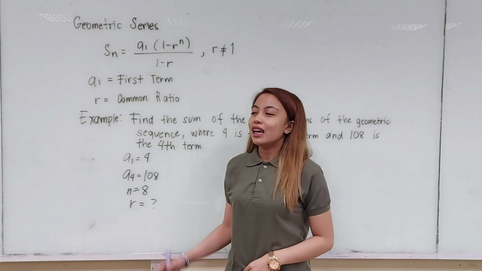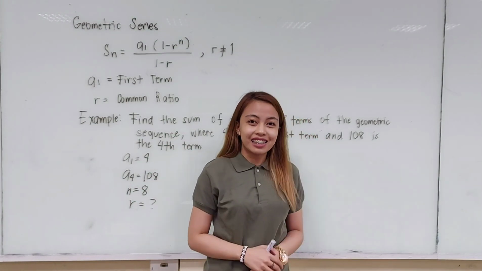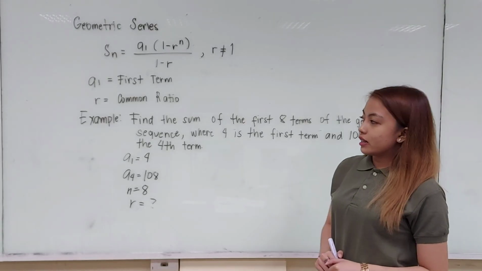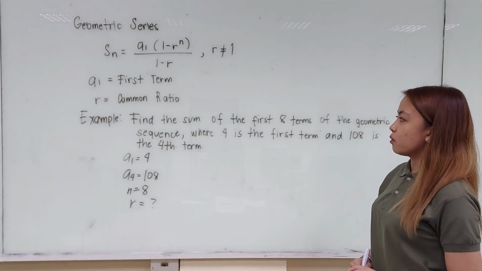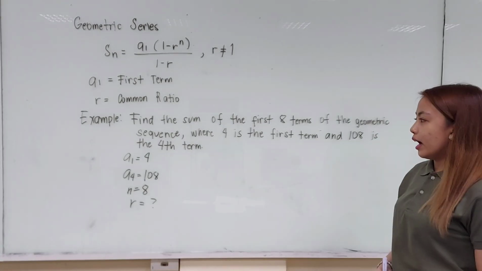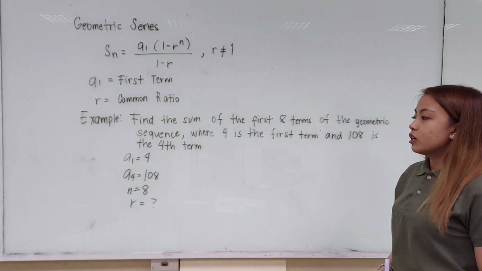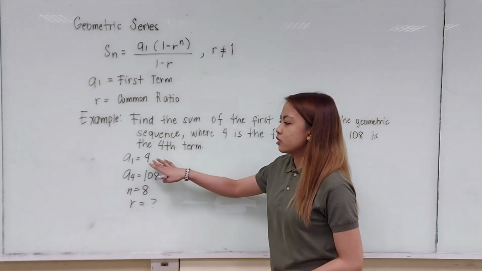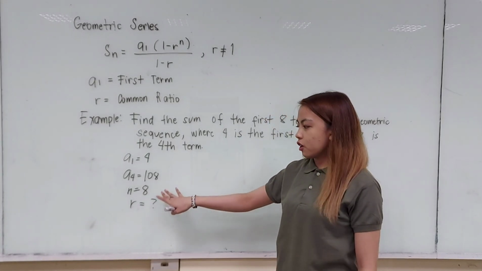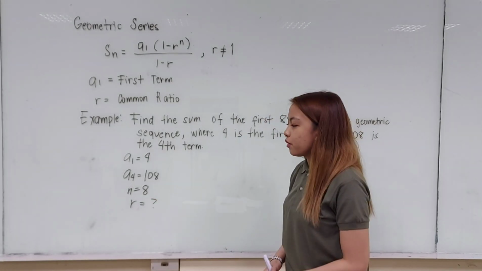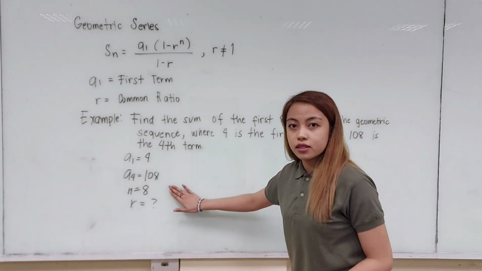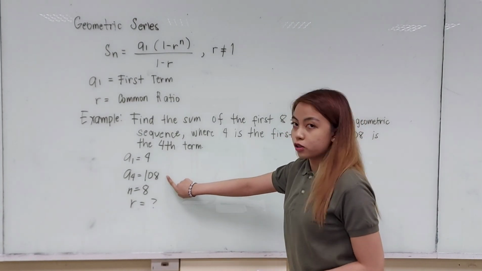Hello classmates! This example is about geometric series. The geometric series is the sum of a geometric sequence. In this example, we need to find the sum of the first 8 terms of the geometric sequence, where 4 is the first term and 108 is the fourth term. So, as we can see, our first term is 4, our fourth term is 108, and our n is 8. We need to find the common ratio. How can we do that? We will use the given terms, especially the fourth term.